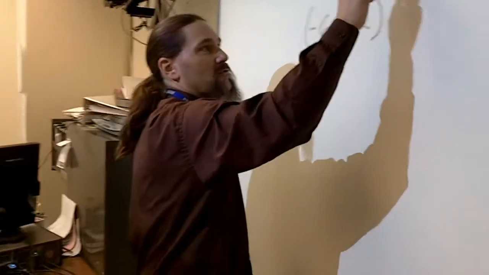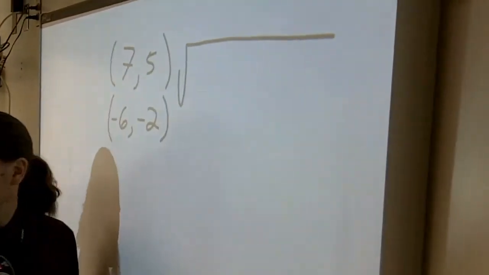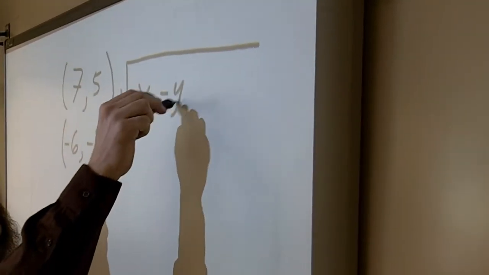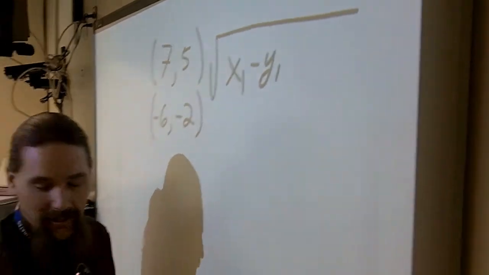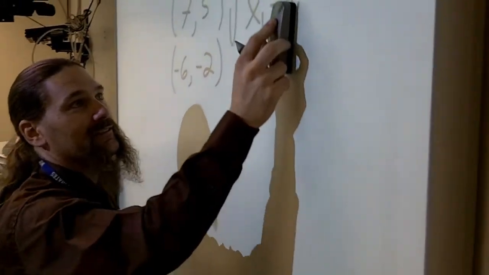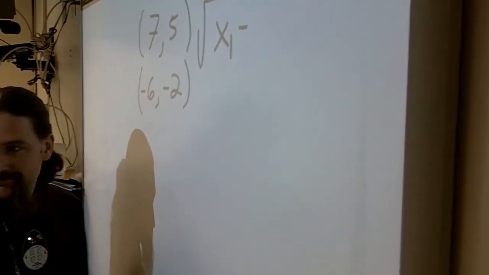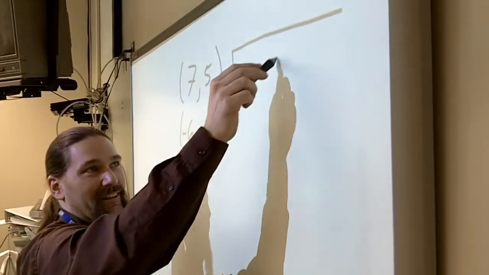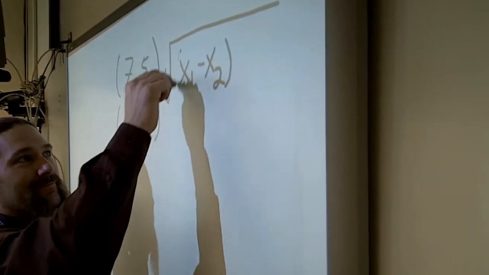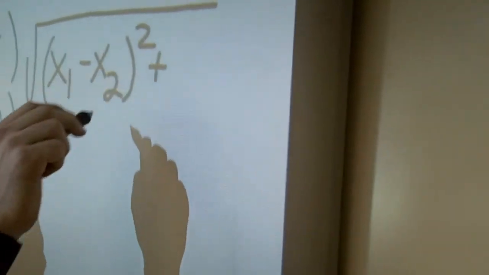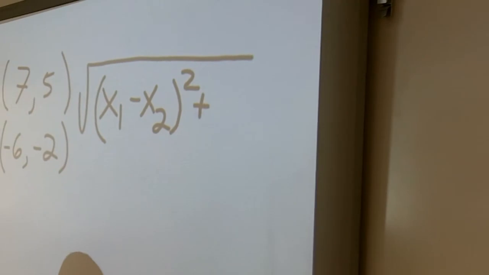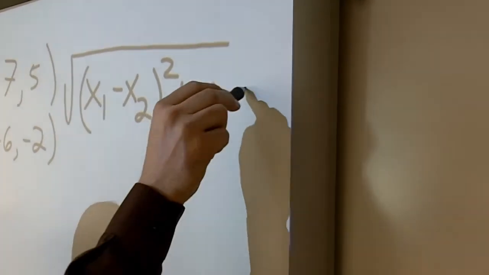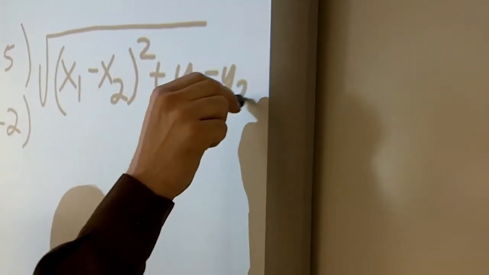Now tell me the distance formula one more time. Parentheses, x1 minus x2, in parentheses squared. Miss Destiny, give us the rest. Y1 minus y2, and then in parentheses squared.